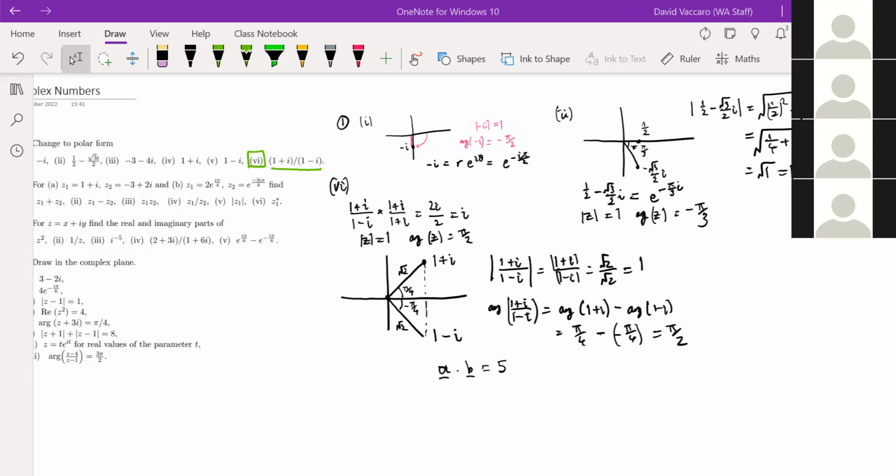Is there an answer sheet to the problems on Classroom, or is it marked? I don't know. I don't understand.